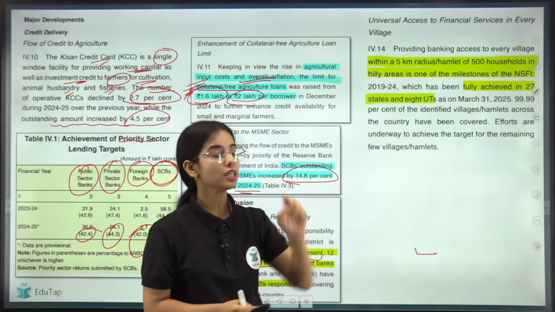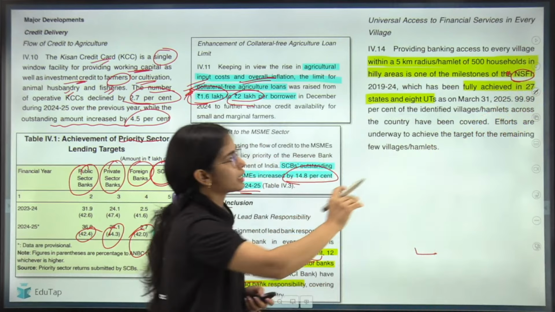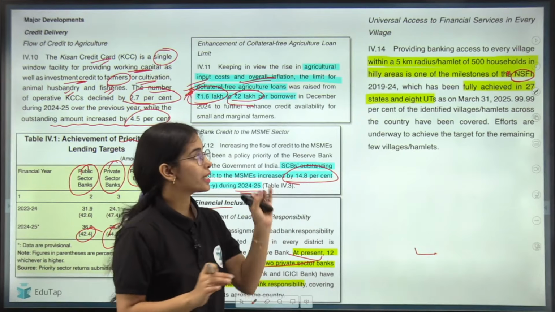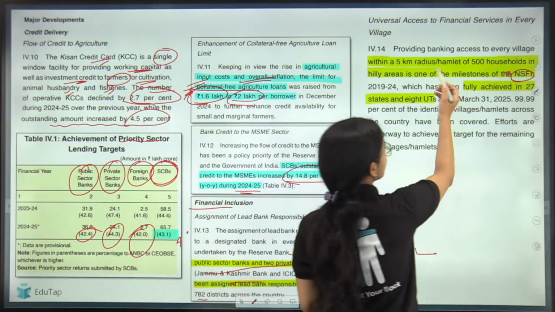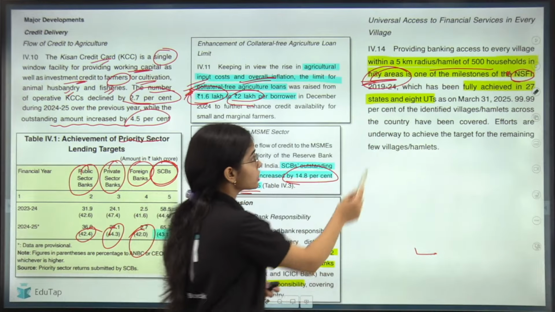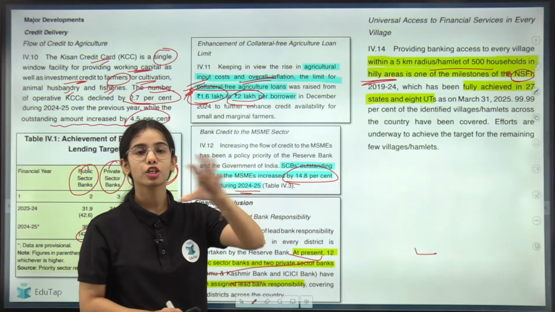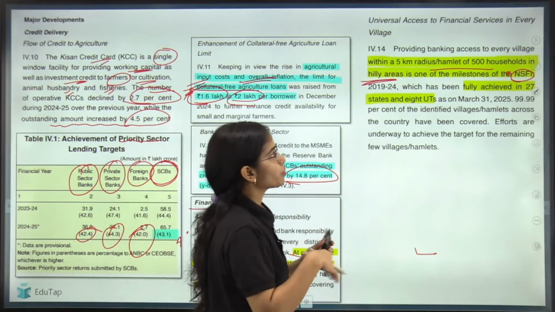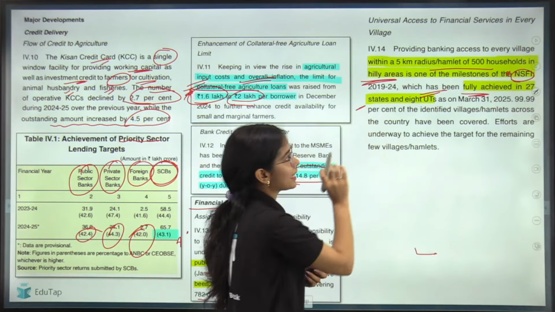It was announced that under the NSFI, that is the National Strategy for Financial Inclusion, we have to provide banking access to every village within a 5-kilometer radius, or a hamlet of 500 households in hilly areas. This was particularly for the hilly areas. So this was one of the milestones of the NSFI 2019-2024: providing banking access to every village within a 5-kilometer radius or hamlet of 500 households in the hilly areas. So they have to be provided with banking access. This has been fully achieved in 27 states and 8 union territories.